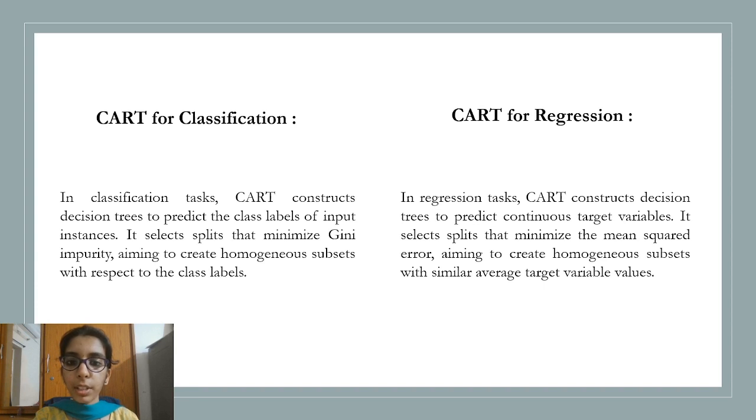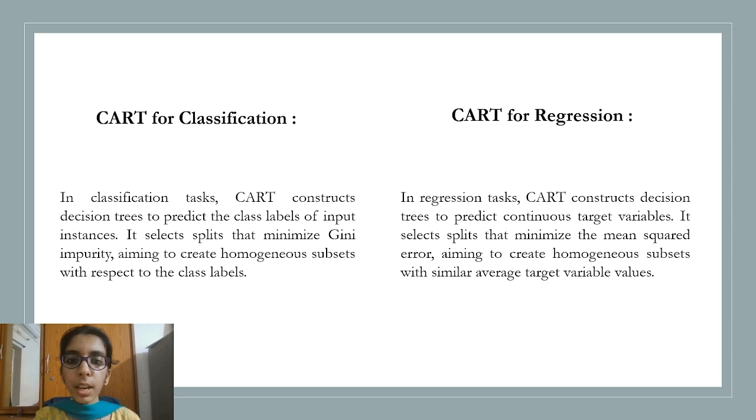CART for classification. Building the tree. CART starts with the entire dataset and recursively splits it into subsets based on the values of input features. At each node, CART evaluates different splitting criteria such as Gini impurity or entropy to determine the best feature and threshold for splitting the data. This process continues until a stopping criterion is met, such as reaching a maximum tree depth or minimum number of samples per leaf.